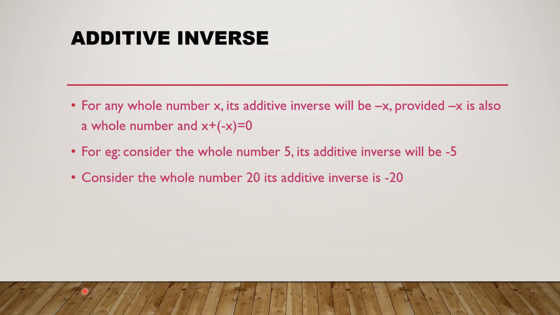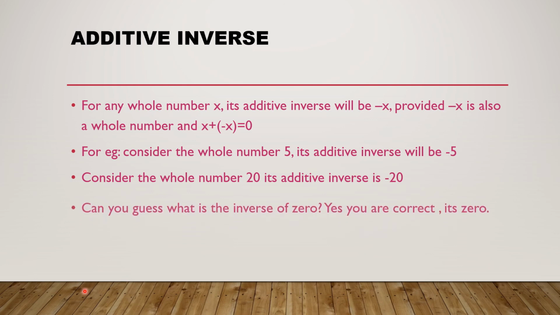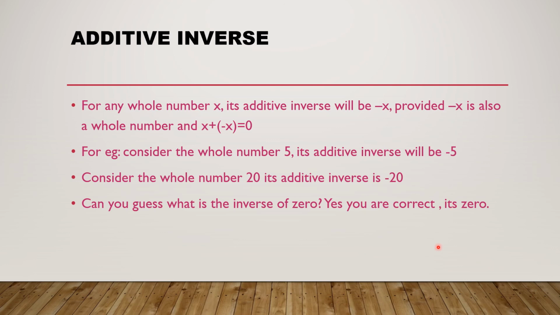Consider the whole number 20. Its additive inverse is minus 20. Can you guess what is the inverse of 0? Yes, you are correct. It is 0. 0 does not have any negative or positive. It remains unchanged.